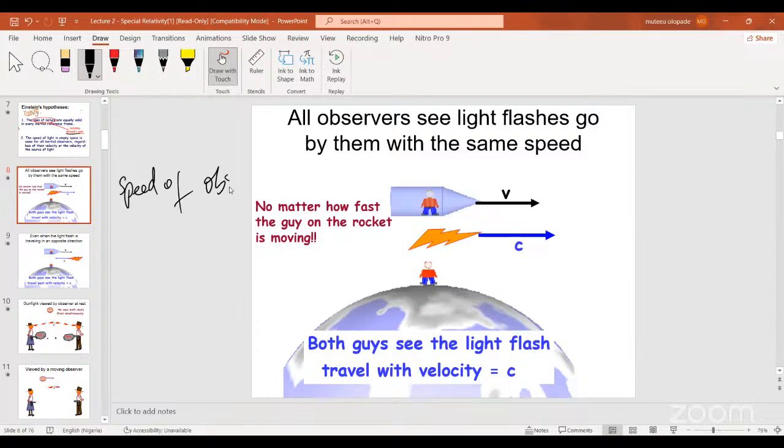of observers does not matter under the Einstein proposition. The speed of the observers does not matter. No matter how fast the guy in the rocket is moving, he will always see that the lightning flashes are at the same speed as the person observing on the earth. So they'll both see it as what? As c.